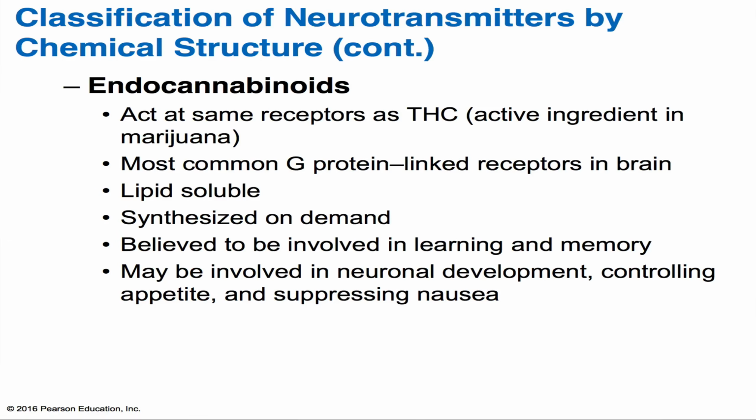Endocannabinoids act at the same receptors as THC, which is an active ingredient in marijuana. This is a recently discovered class of neurotransmitter, and we now know that the receptors are the most common G-protein coupled receptors in the brain. And like nitric oxide, they're also lipid soluble and they're synthesized on demand. They're also believed to be involved in the learning and memory process. We're still learning a lot about endocannabinoids, but we think they may be involved in neural development, controlling appetite, and suppressing nausea.